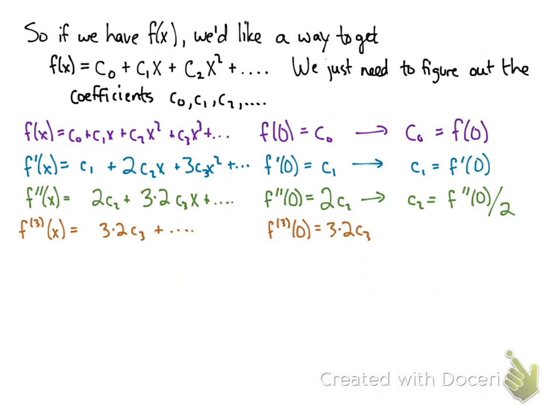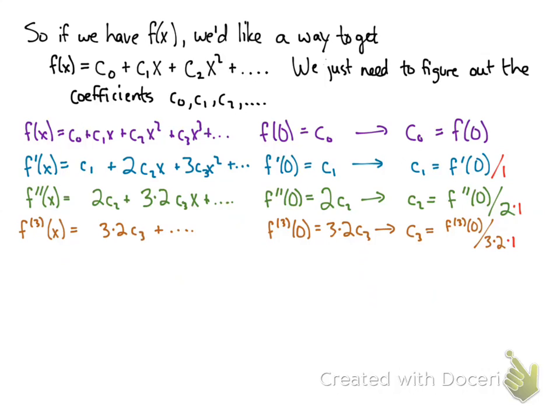Plug in 0, divide by 3 times 2, and we get that c3 is the third derivative, plug in 0, and divide by 3 times 2. Now I want to point out, I'm just going to rewrite these slightly to make them look a little better. So instead of f prime of 0, I can write f prime of 0 divided by 1. That seems silly. Instead of f double prime of 0 over 2, I'm going to write it over 2 times 1. And then that third one we'll write as over 3 times 2 times 1. And so you see that what we're getting in the denominator are factorials. There's 1 factorial, there's 2 factorial, there's 3 factorial.